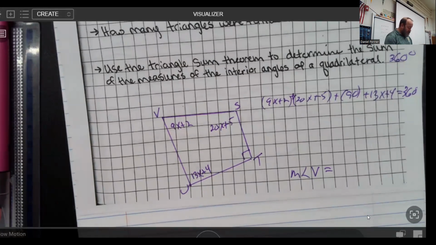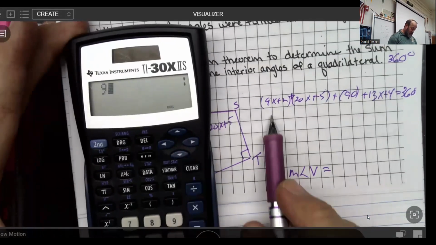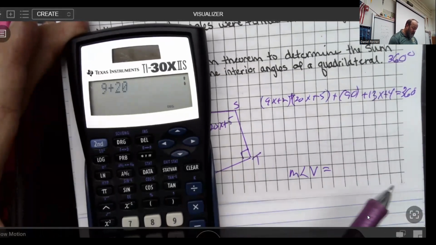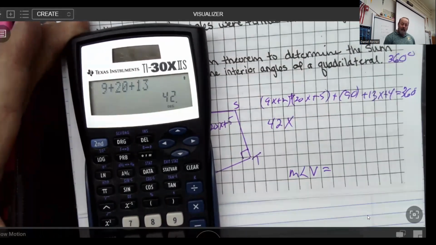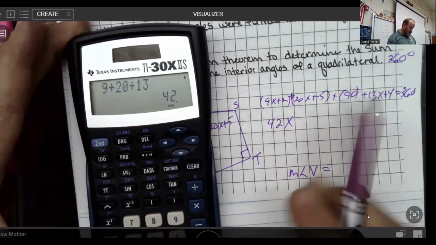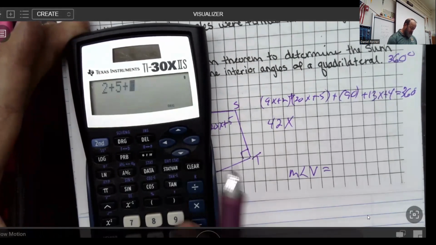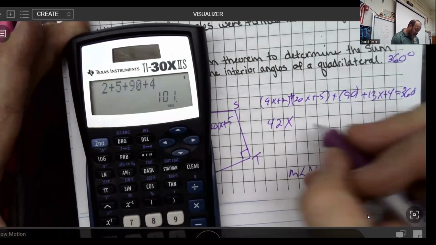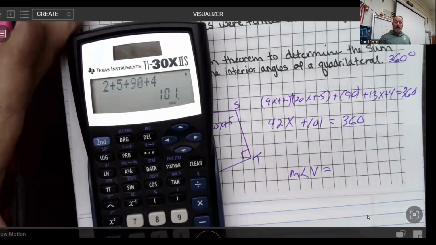Well, I want to go ahead and combine like terms, because I had 9x's here, and I had 20 more x's there, and I had an additional 13 right there. So I had a total of 42 x's, didn't I? But then numerically, there was a 2 here and a 5 there. And 90 is a like term because it's a number, and I had 4. All of those added up to 101, but I know we got 360 degrees grand total.